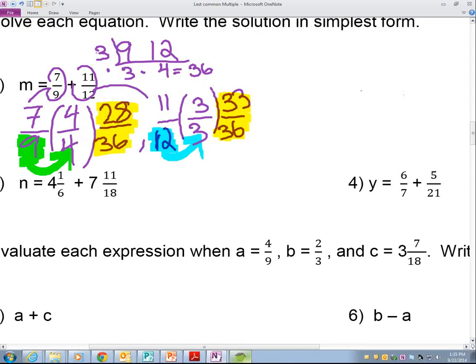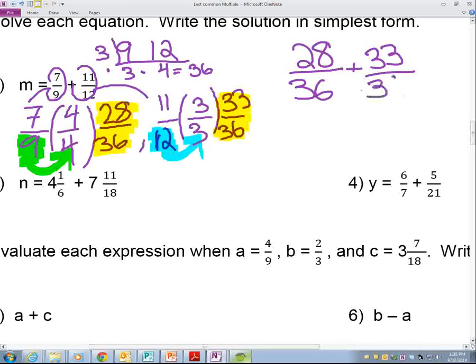No. So we have 28 36ths plus 33 36ths. 28 plus 33 is what, JT? 61 36ths. And now I'm done, right? Now I have to simplify. Now I have to simplify.